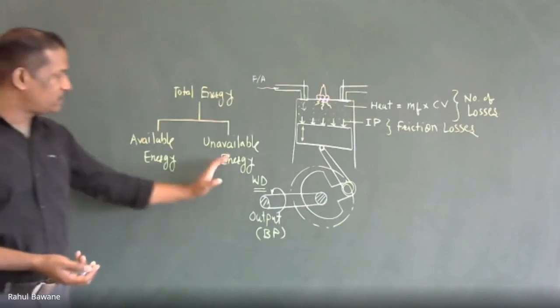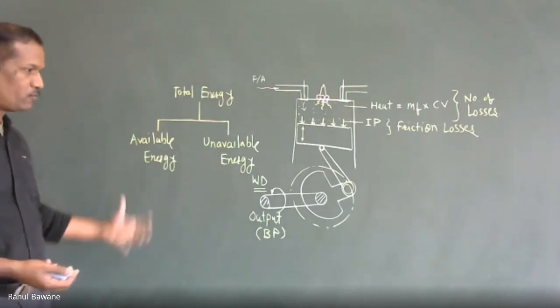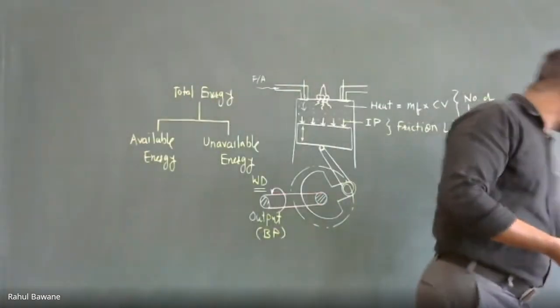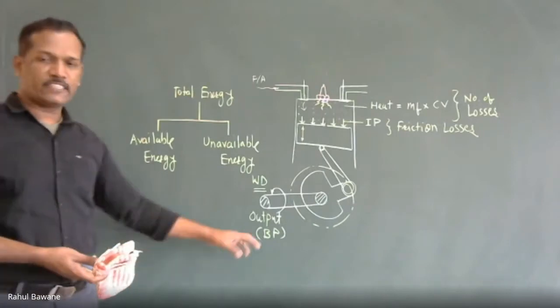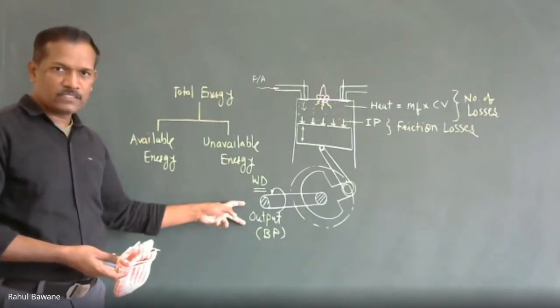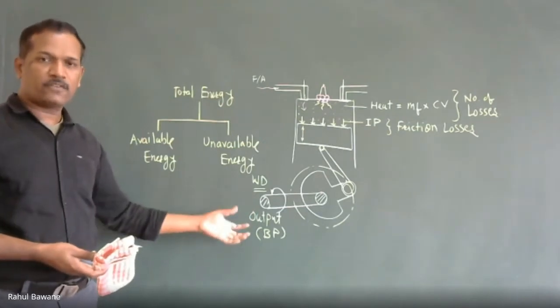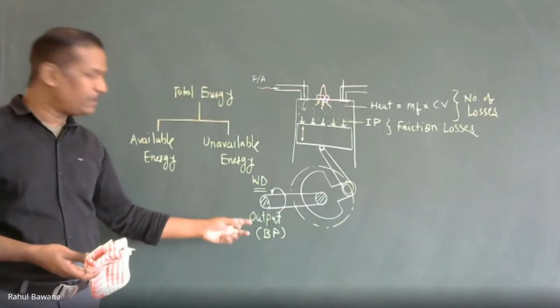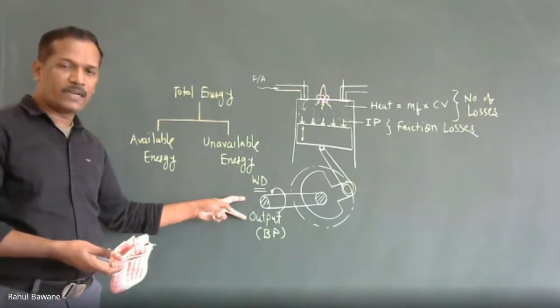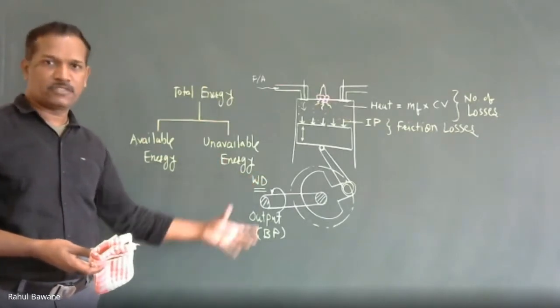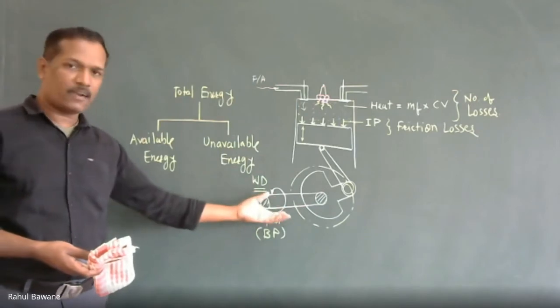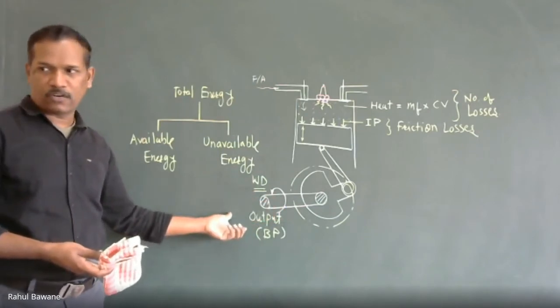So hopefully this bifurcation is clear now. Now we will move on to our thermodynamic system. To clear this concept, I will use an IC engine example. The total heat generated is not actually converted into output. Some part is lost. The part of energy lost, which is not available for converting into useful work done, is considered unavailable energy, because that energy is not there for conversion into work output. So, unavailable energy.